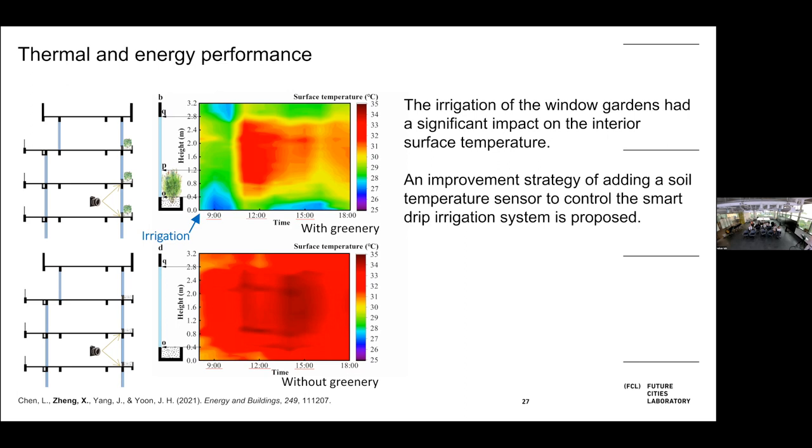So you run a simulation to simulate the influence of the vertical greenery system on the building indoor surface temperature. But of course, I can see some challenge here, because it's not easy to model the irrigation effect, and the vegetation is complicated. In the numerical model, it's not easy.